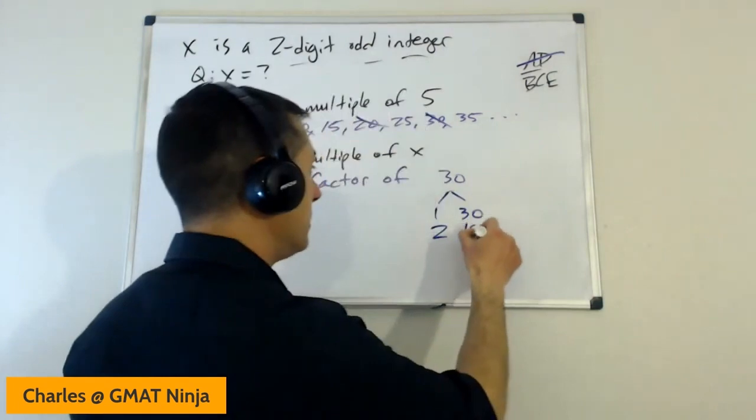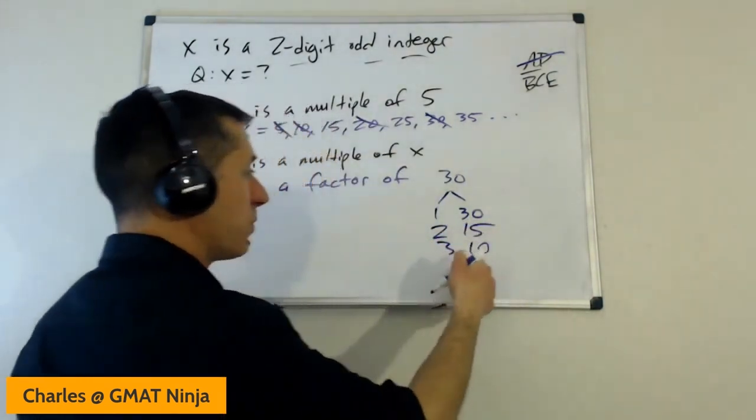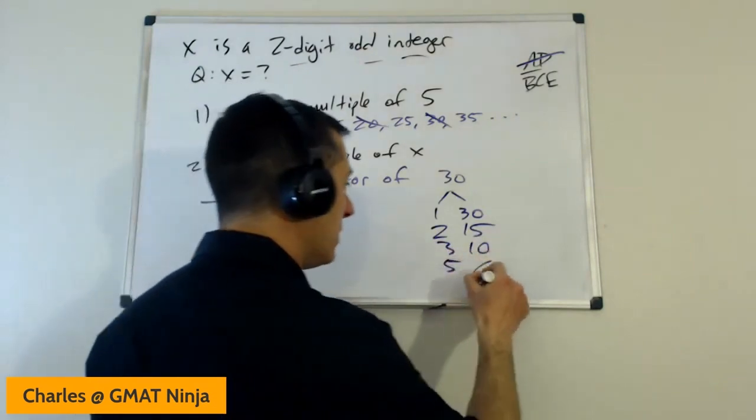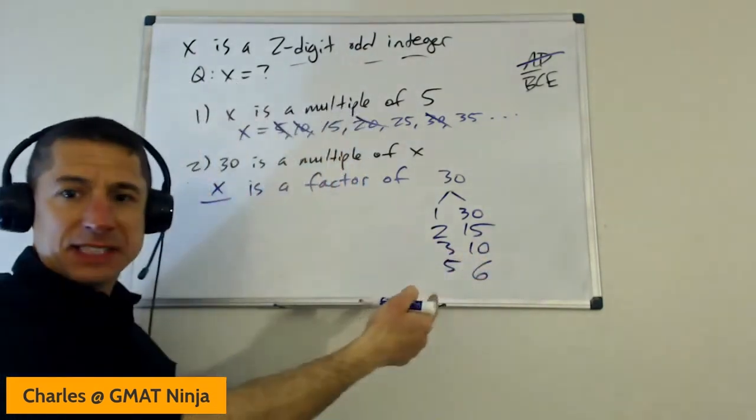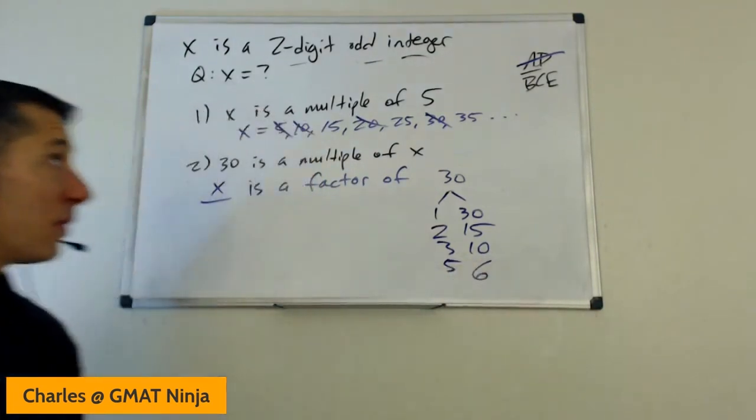2, 15, does 3 go in? Sure. Does 4 go in? No. Does 5 go in? Sure. And now that I'm at 5 and 6, they're just going to start repeating. So 6 and 5, and then it's just the same factors over and over.